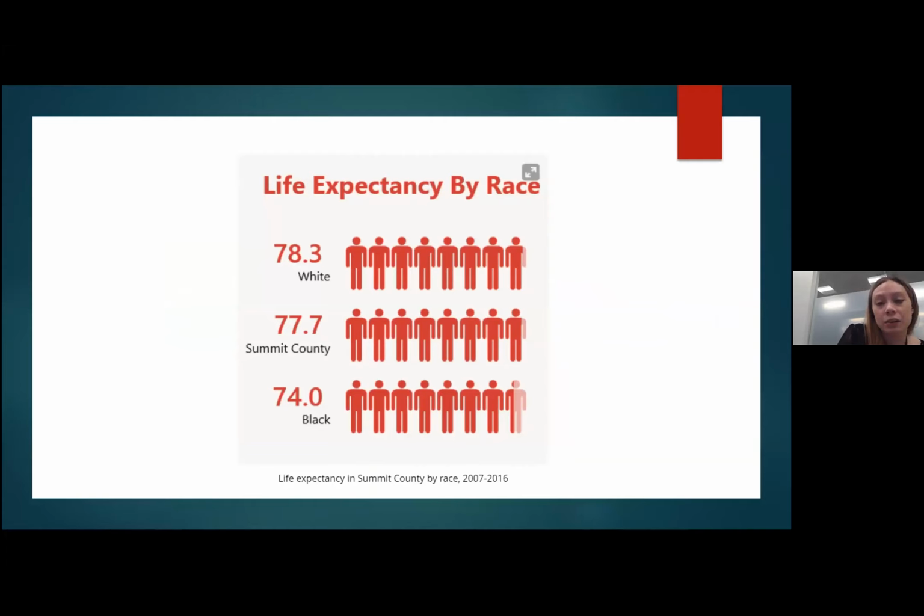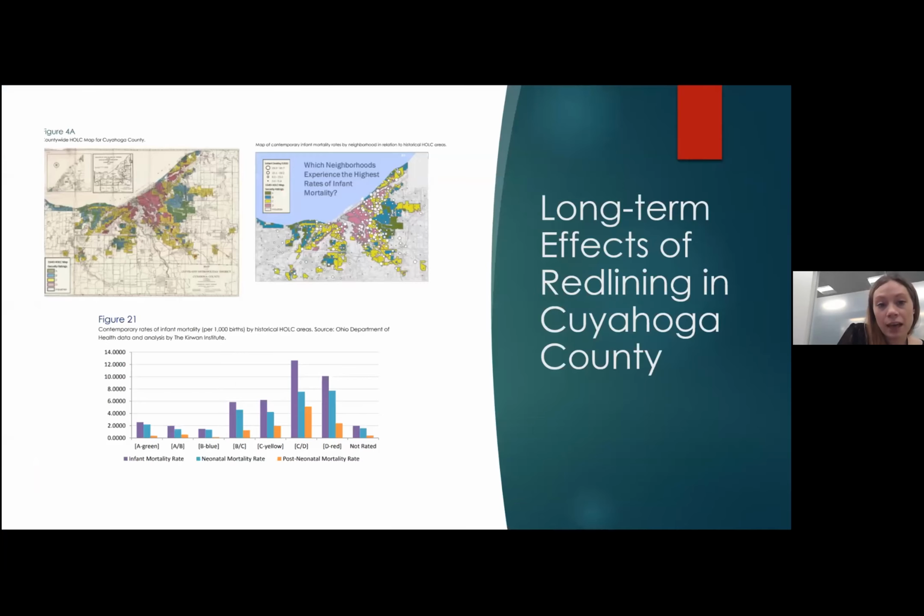So if you look at life expectancy by race, you can see, those are white folks on the top line, it's 78.3 is life expectancy for a white person living in Summit County. You can see for a Black person living in Summit County, the life expectancy is much lower. Again, not just with life expectancy, but with other health outcomes.